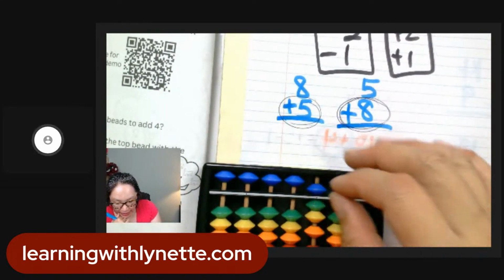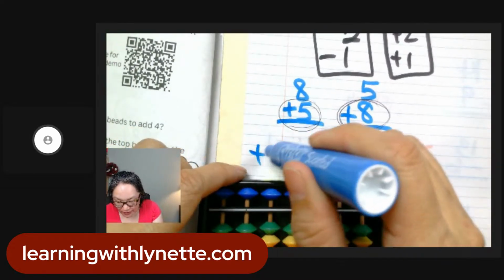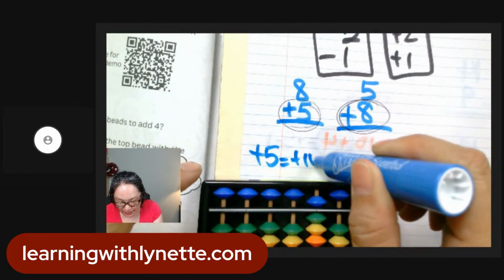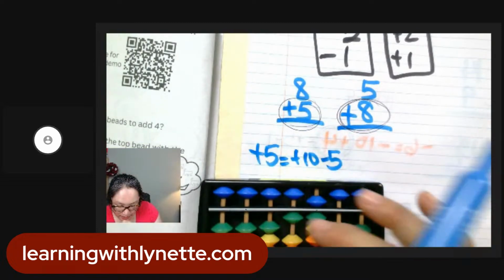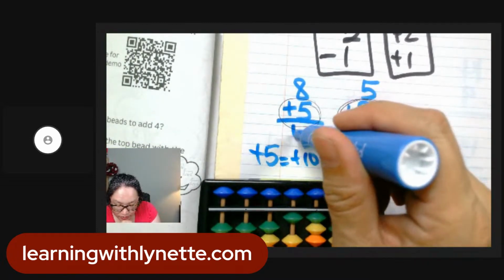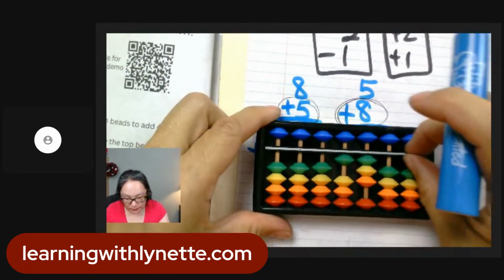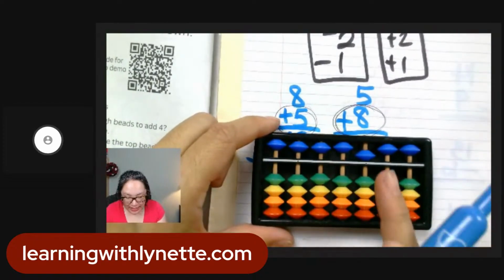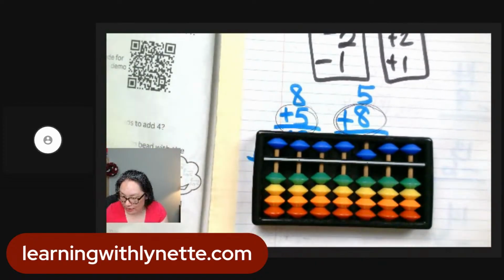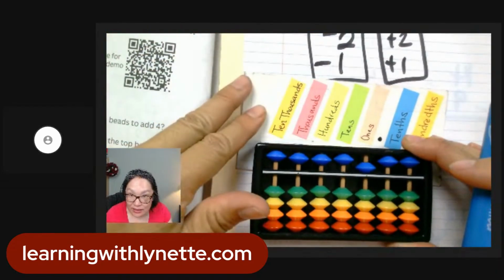When we show the 8 and we want to add the 5, we know how to add the 5. Adding the 5 is plus the 10 minus the 5. So my final answer is 13. Great! Let's do the next one. We had 5 and we add the 8. When we add the 8, is there enough beads to add the 8? No, there isn't. There is not enough beads to add the 8.